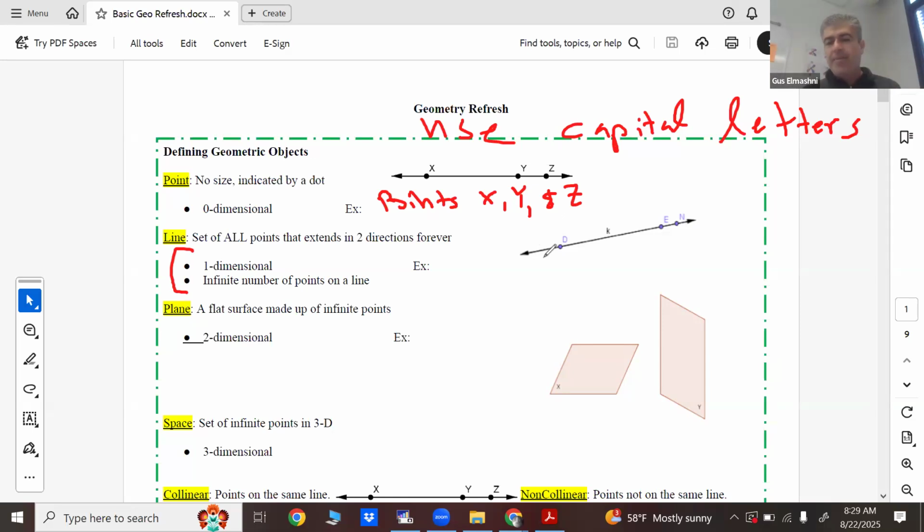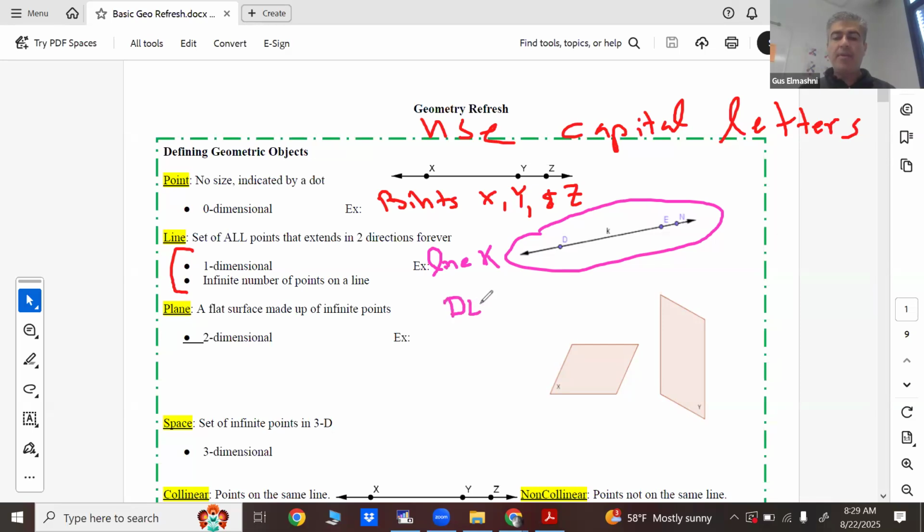Now, how do we label it? How can I call this diagram? Let's use maybe pink. So how can I label it? You can label it a few ways. You can call it line K. So sometimes we use a lowercase letter to give a label to it. You call it line K if you want. You could also use the points on the line to label it. So I could call it DE.